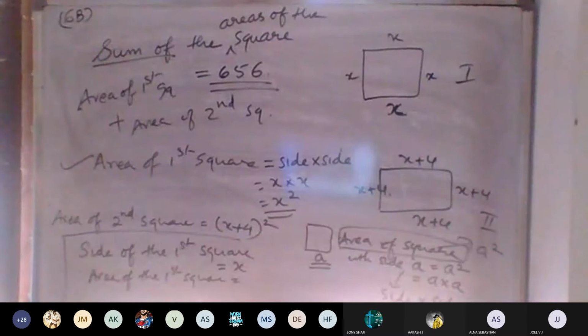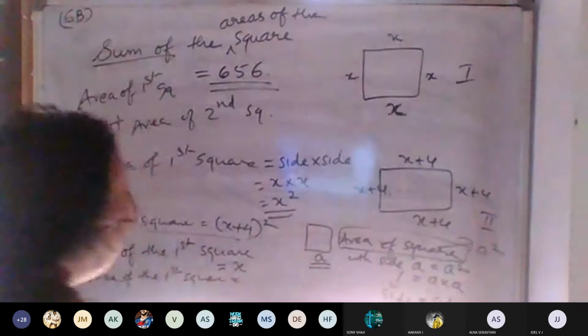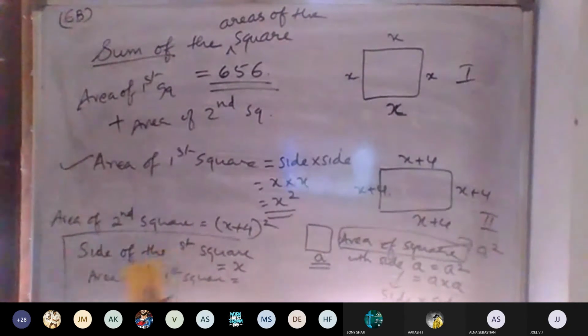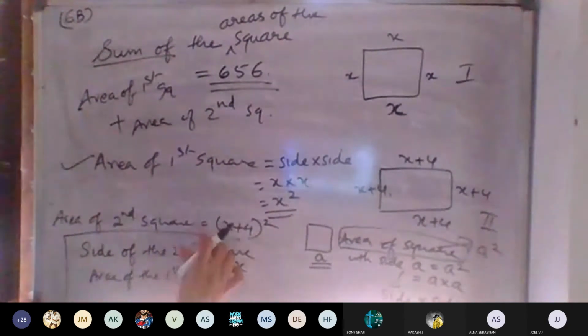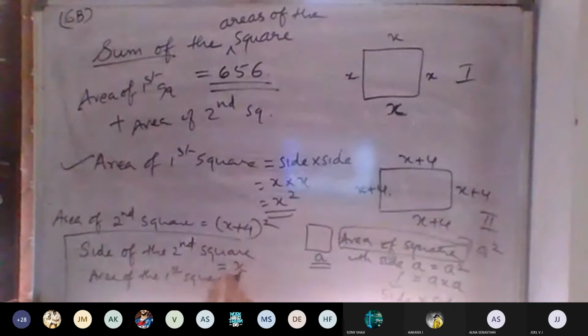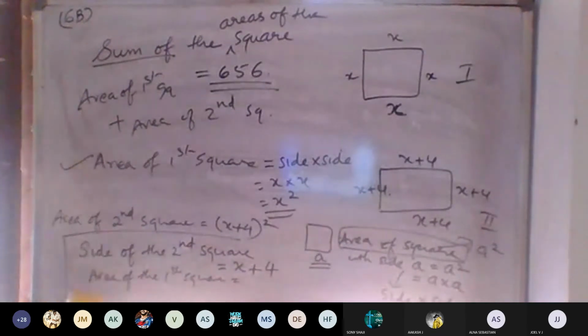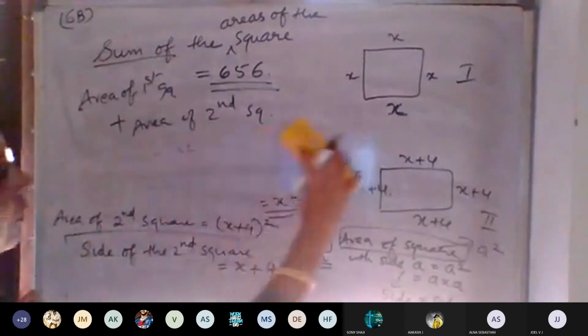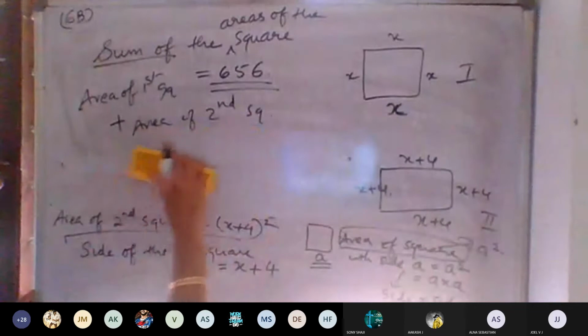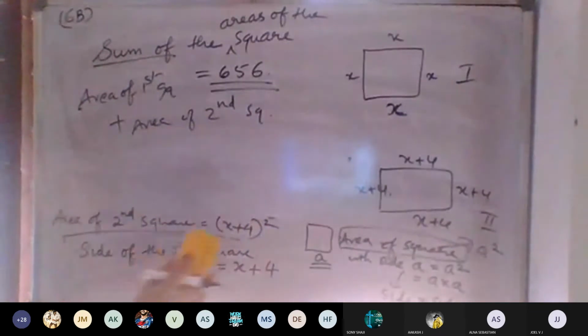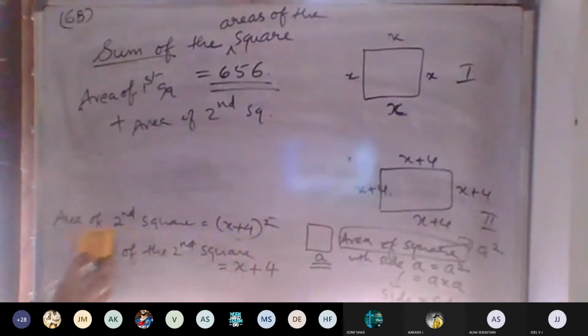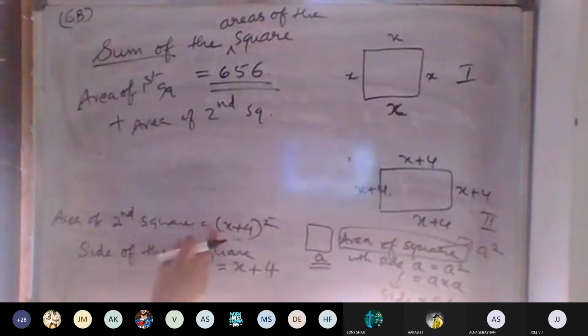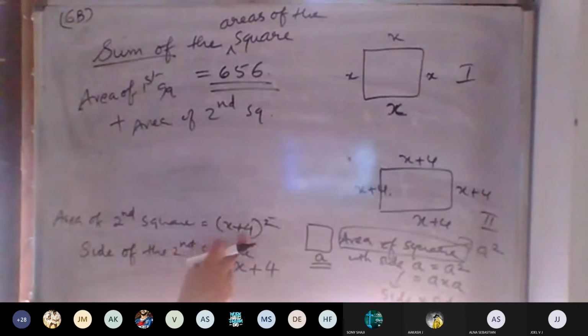Next, what we have to write? Side of the second square is equal to what? Side of the second square is given as x plus 4. Therefore, area of the second square is equal to x plus 4 whole square.